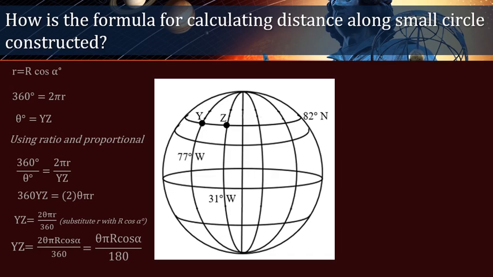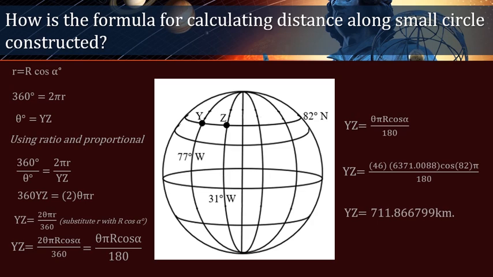Okay? Great. Now let us find the solution to this question. Let's find the length yz, which is on a small circle. Remember, theta is the angle difference between those 2 points. So 77 minus 31, we had found is 46, times R, which is the radius of the earth, cos alpha, it is 82 degrees, the angle which is made between the equator and that latitude, which is the same latitude, which is 82, times pi over 180. Finally, your answer will be 711.8667799 kilometers. And you are done.